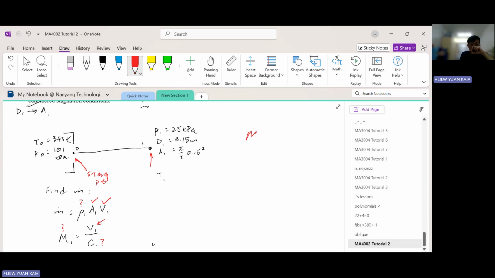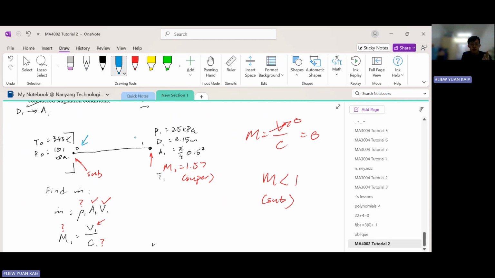Remember that Mach number is given by V over C. If V is 0, then Mach number is 0. See, Mach number less than 1 is subsonic. So at first, it was at a subsonic state. Look at point 1. Remember that we calculated earlier that point 1 has a Mach number of 1.57. What is this? This is supersonic because Mach number is above 1. So what I want you to understand is that we went from subsonic to supersonic.